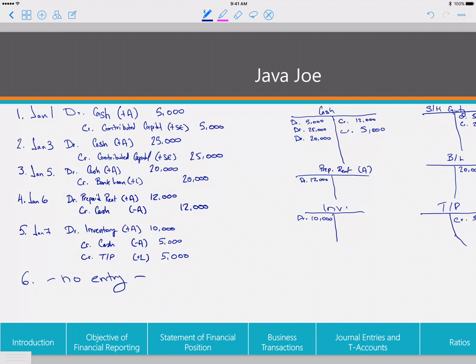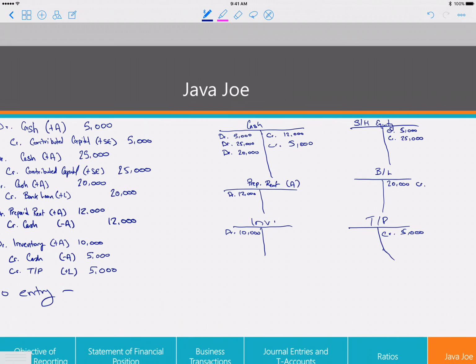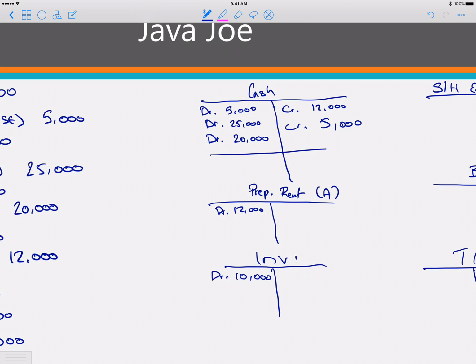But what you need to know is that if they haven't started working, we haven't paid them yet, there is no entry. So with these accounts, what I'd like you to please do is figure out what is the ending balance of each account. So take a minute and figure that out. So we're going to start with cash. So when we add up all the debits on the account and we subtract all the credits, we end up with an ending balance of $33,000 of cash. Our prepaid rent is an ending balance of $12,000 on the debit side. And our ending inventory is a debit of $10,000.